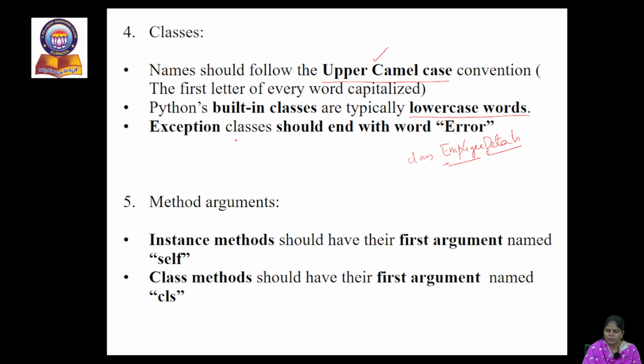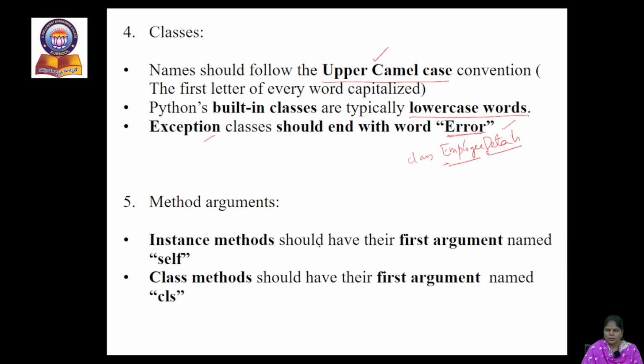And exception classes should end with what? Error. So when we go with the runtime errors, which we call exceptions. In Java, we used to call them exceptions, but here we will be calling them errors, like input output exception, zero division exception. But here we will be calling it input output error, zero division error, array index out of bounds error, like that, right? So instead of using exception, we will be using the word error here.